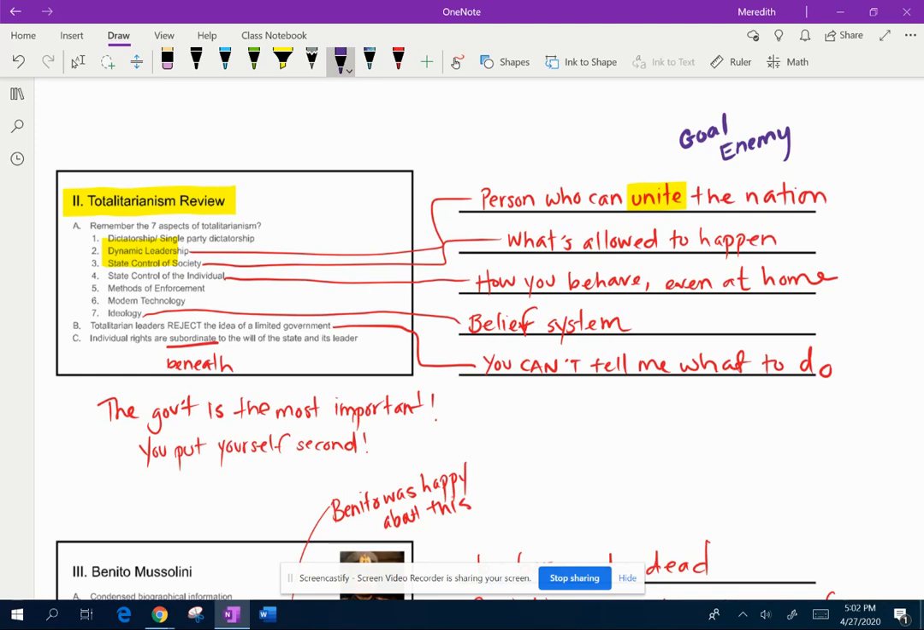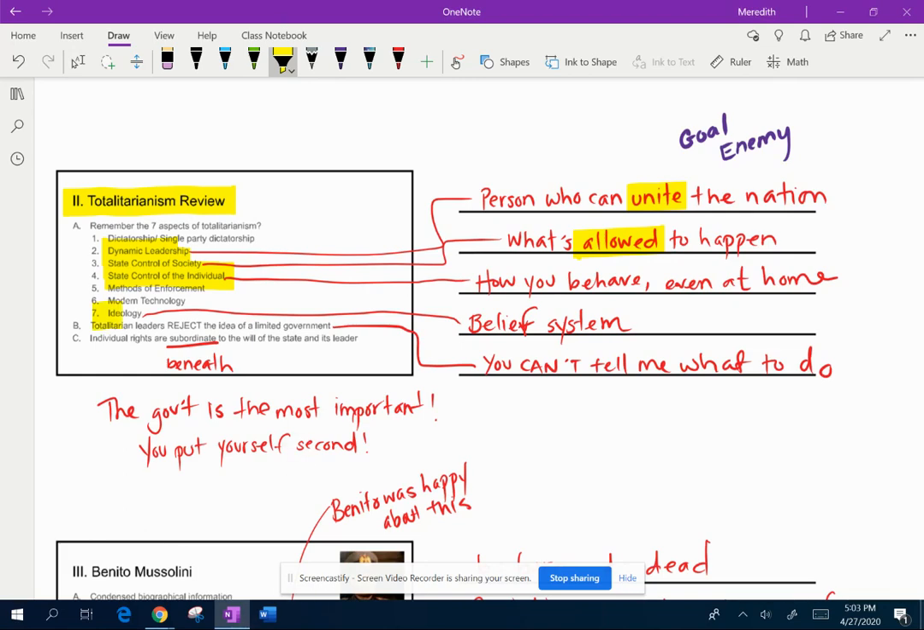Something else that I wanted to highlight was state control of society. So over here, state control of society, you've got what's allowed to happen inside a nation. And then you've got also state control of the individual, which is how you behave even at home. I think methods of enforcement are pretty clear, right? That's going to be violence used to force a population to do something, like a secret police. And then you have modern technology, which we're all aware of all the time in terms of social media. So I'm going to skip those.